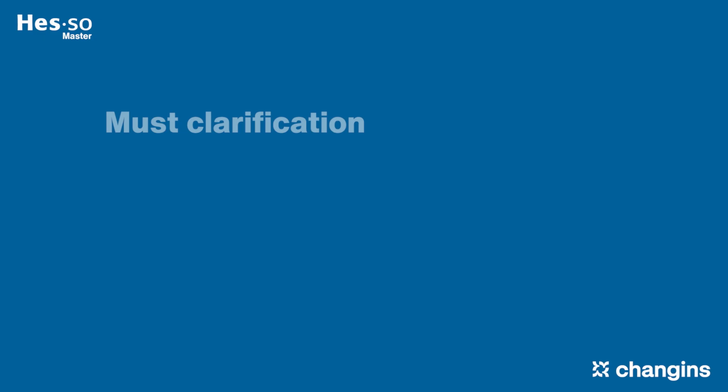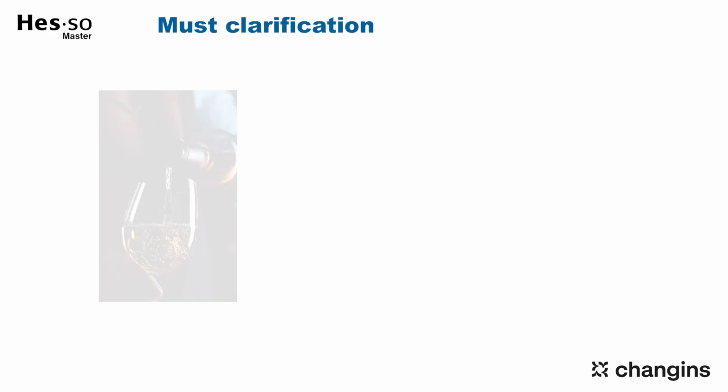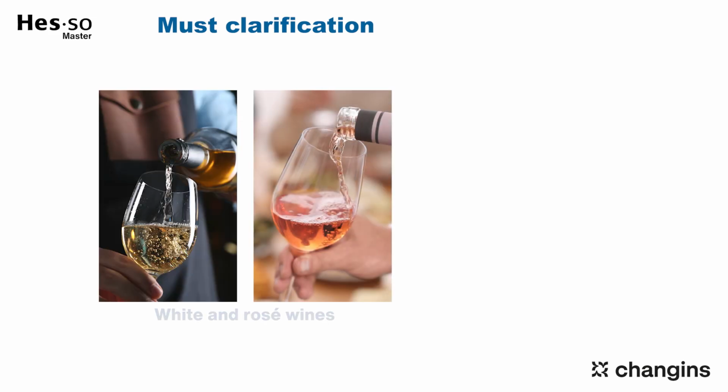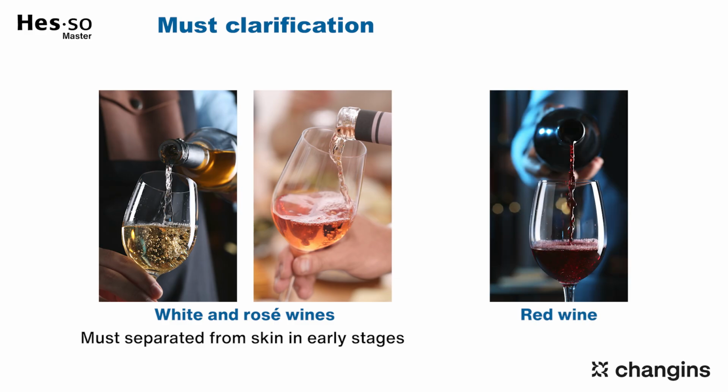Must clarification refers to the removal of suspended solid particles from the must before fermentation. This operation applies primarily to white and rosé wines, where the must is separated from the grape skins at an early stage of the process. In the case of red grapes, clarification is less commonly practiced. However, it may be carried out after thermovinification.